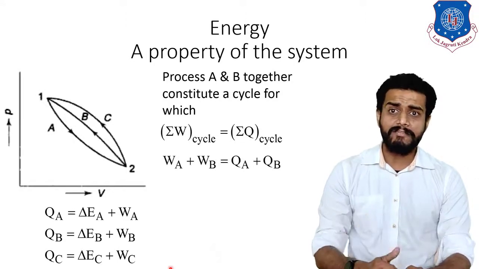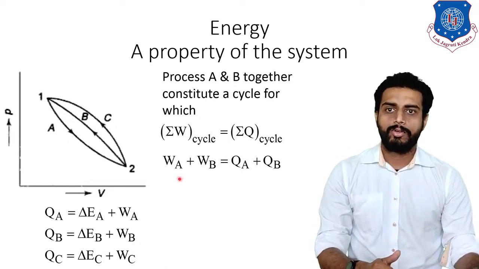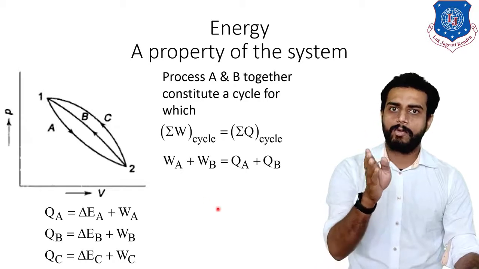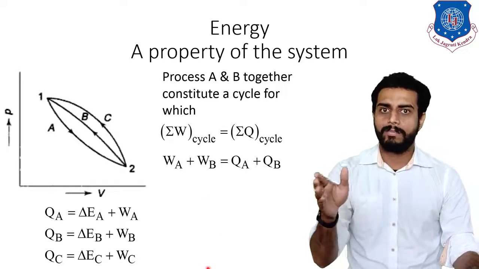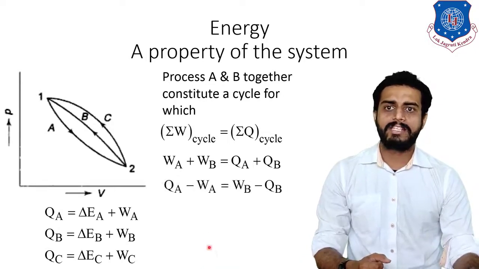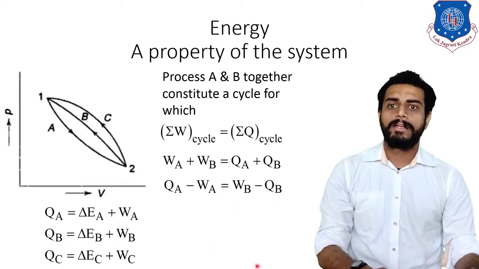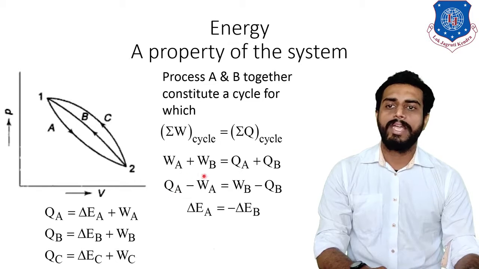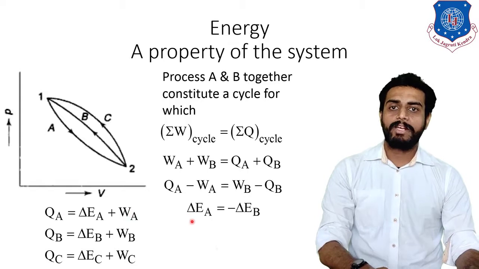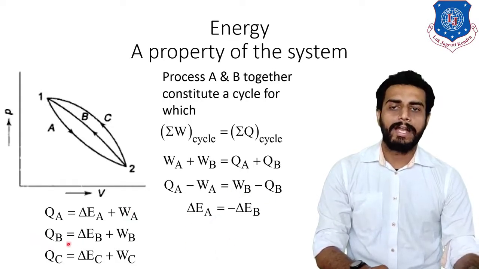Simple. Same way, now what I will do, I will rearrange these terms. Let us take subscript A symbols on one side of the equation and subscript B symbols on the other side of the equation. If we do so, we can write QA minus WA is equal to WB minus QB, right? So from this equation, QA minus WA is nothing but delta EA. And same way, WB minus QB is nothing but minus delta EB, right?